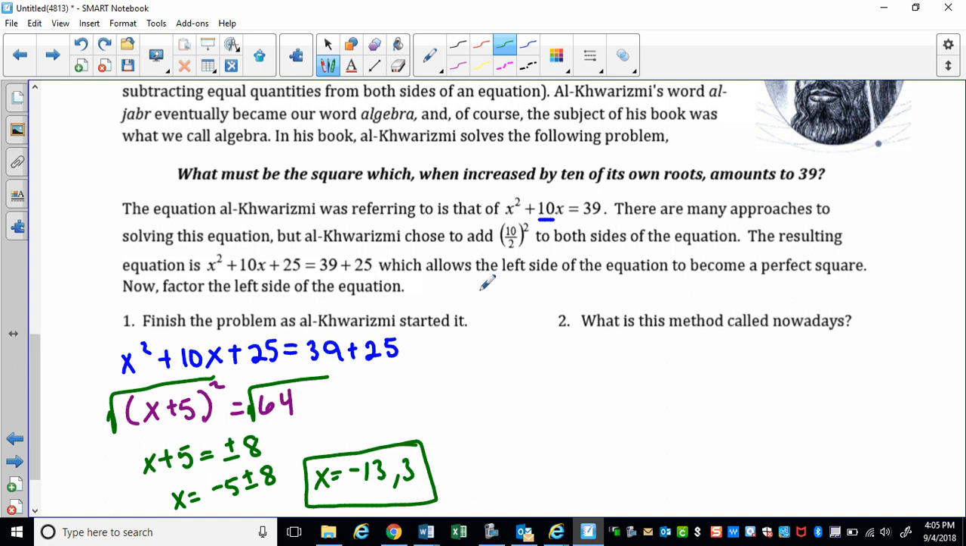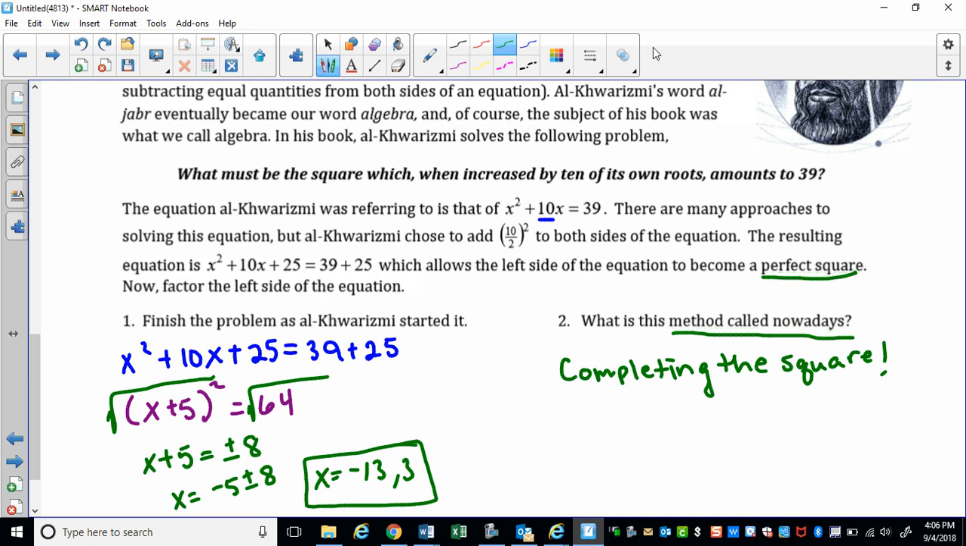What did he figure out? What is this method called? We learned this in Algebra 2, maybe even before. What do we call this? So we're making a perfect square on both sides, and it's called completing the square. I hope you guys got that. Good. Very nice. Completing the square.